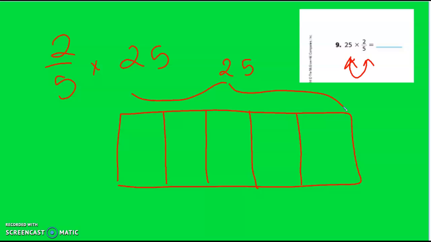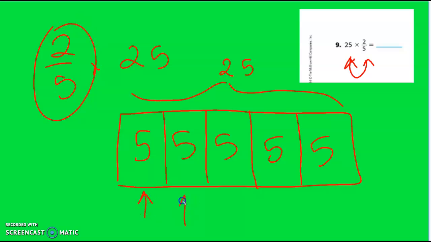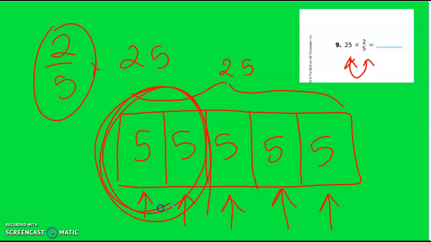So I really want to think about what process, what operation am I using to figure out what each piece is worth. So I'm really using division. If I divide 25 by 5, I know that each piece is worth 5. And then in this problem, it's telling me that I want 2 of those fifths. So if each one of these is a fifth and I have 5/5, right? 5 of those make the whole, which is equal to 25. Then I know that 2 of those fifths are going to be equal to 10. So this answer will be 10.